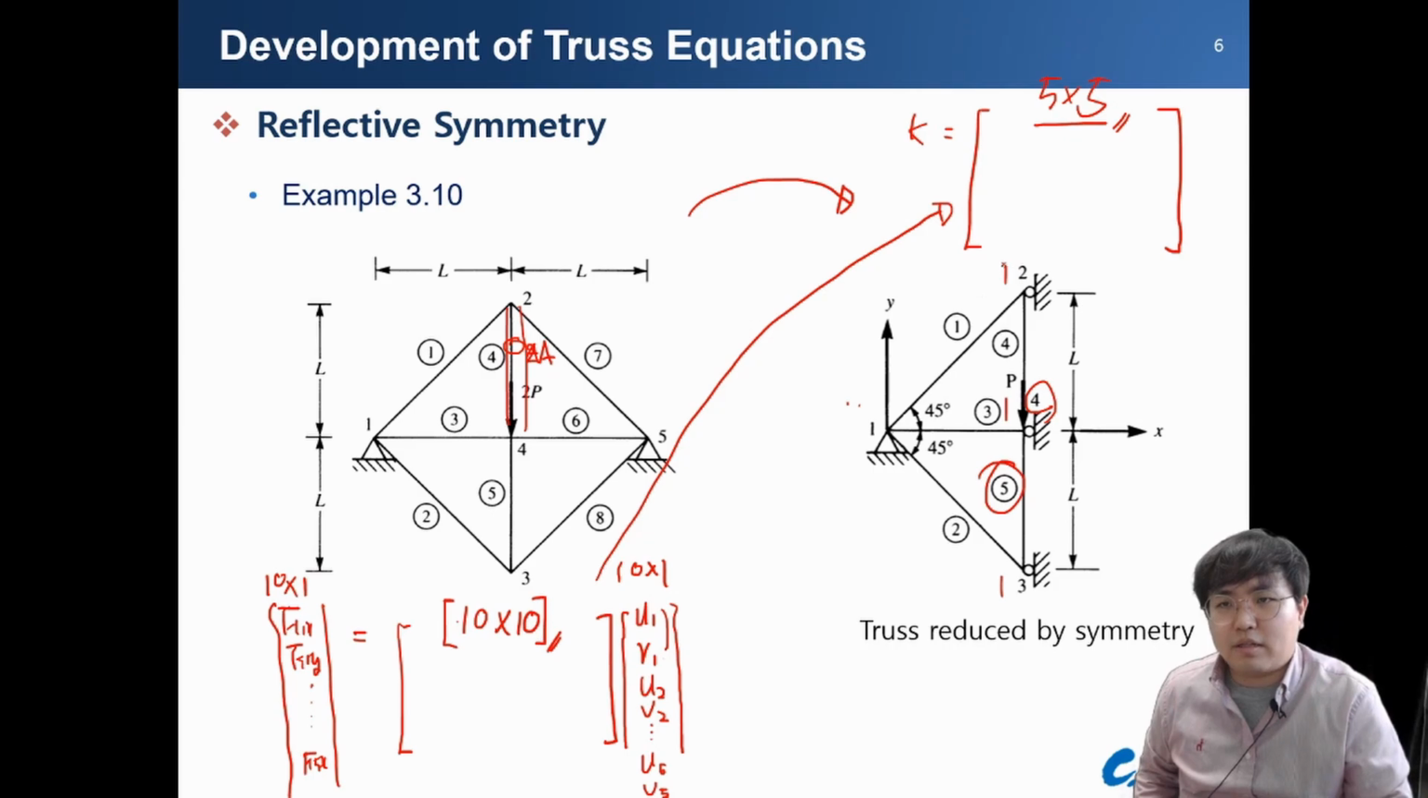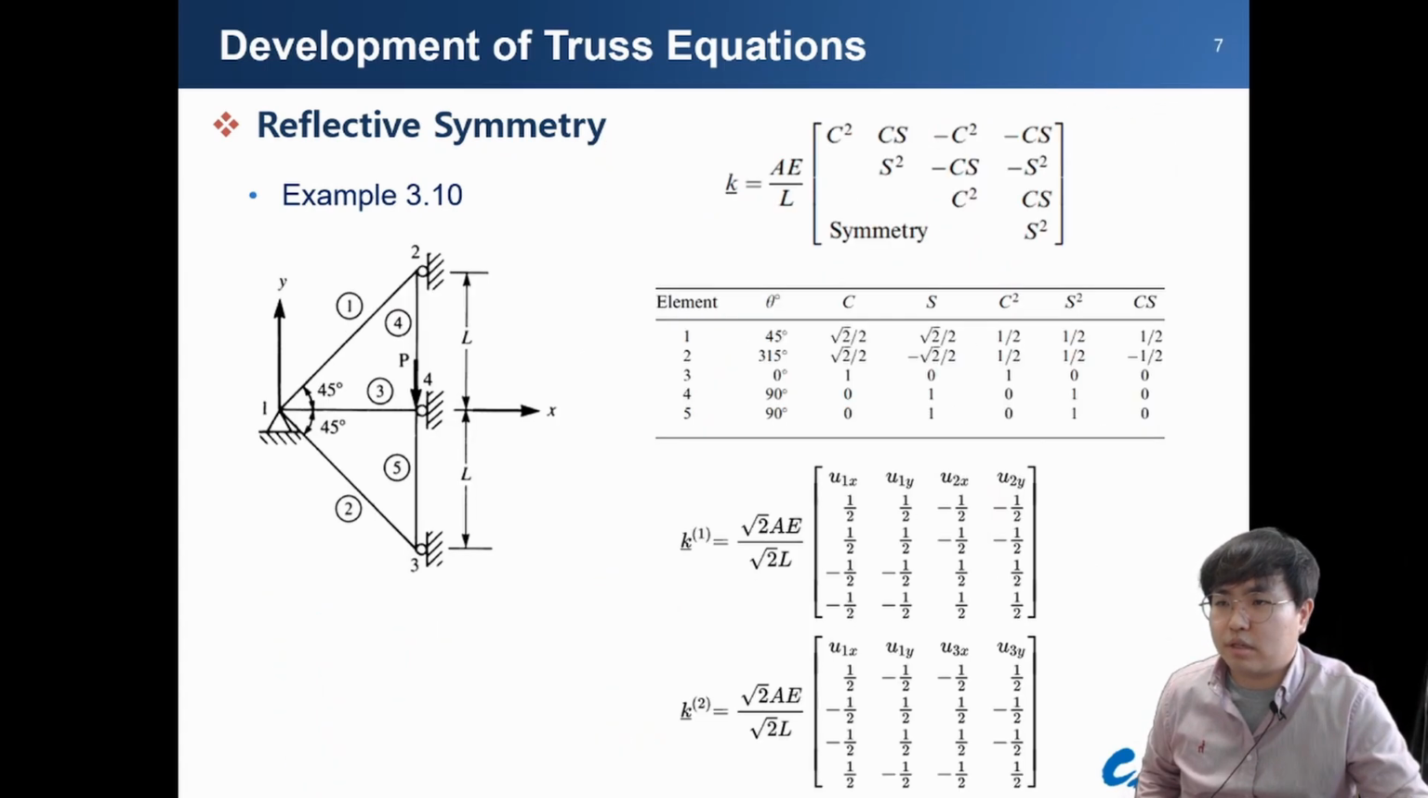At that stage, compared to the 10 by 10 global stiffness matrix, this will have a large benefit in obtaining the solution. So this is why we use symmetric characteristics. Okay, let's try this example first.